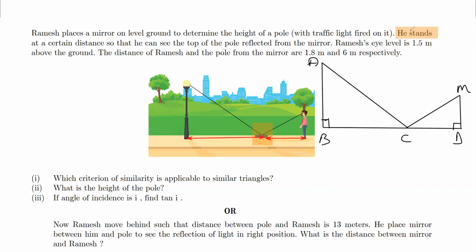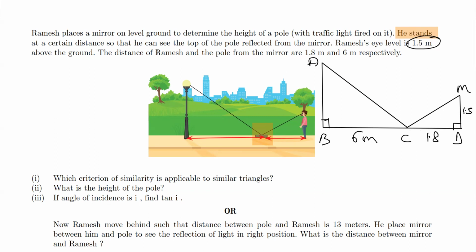We are given the height of Ramesh is 1.5 meter. This is 1.5. And he is standing at a distance of 1.8 from the mirror. And the pole is at a distance of 6 meter. In the first part, we are asked the condition of similarity. So what you can see here is that one angle is 90 degrees here.